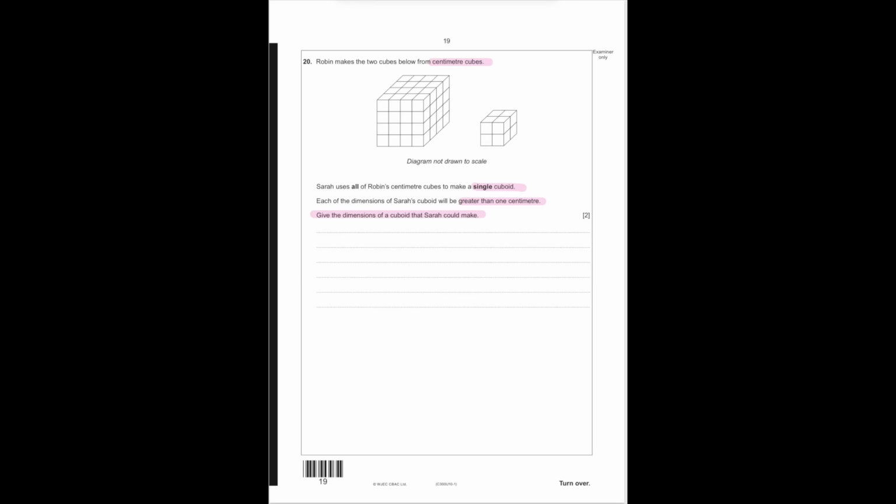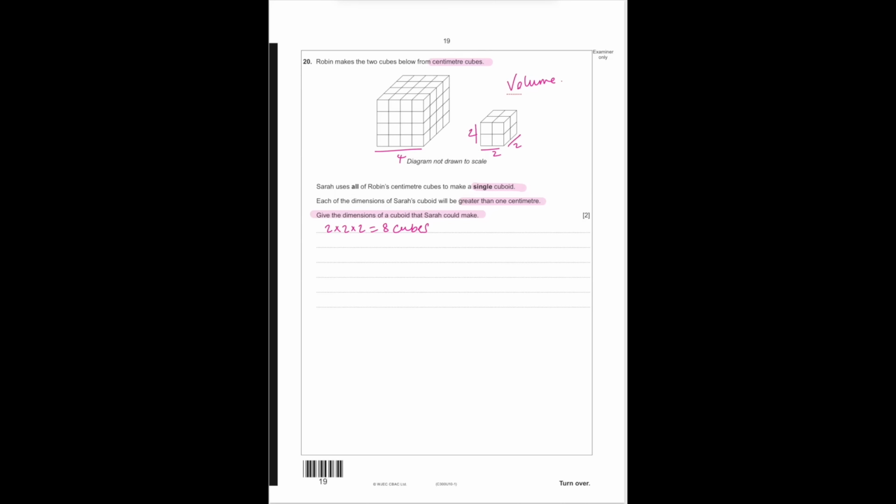So what's happened is Sarah's going to combine both of those cubes and then make a cuboid that has all of those cubes involved. So this is actually a volume question, guys, but we have cubes to work with, which is wonderful. So first of all, let's see how many cubes Robin has used in total. So this one is 2 by 2 by 2. So 2 times 2 times 2, that's 8. So there's 8 cubes in total in the smaller shape.